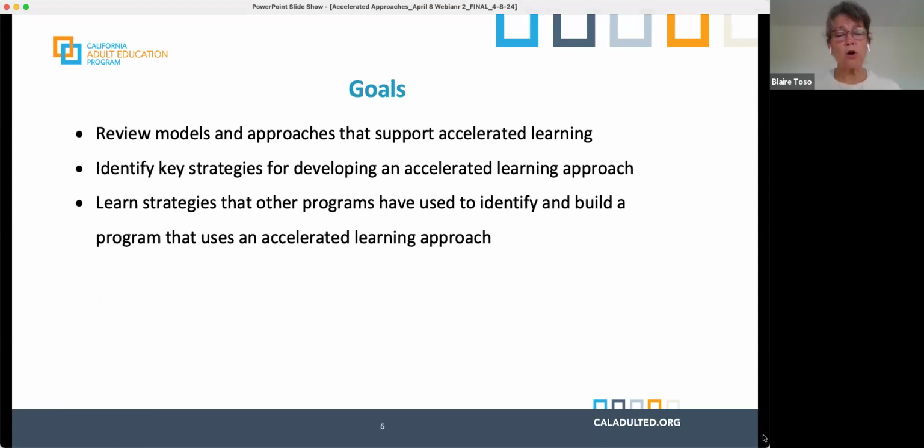Our goals are really to go back and review those models and approaches that support accelerated learning that we introduced last week, identify some key strategies, and then particularly learn strategies that other programs have used to identify and build a program that uses an accelerated learning approach. We're using this tactic because many of you already know the best practices and the key strategies, and what's really of interest is how one uses those within their own context to set up an accelerated learning program.